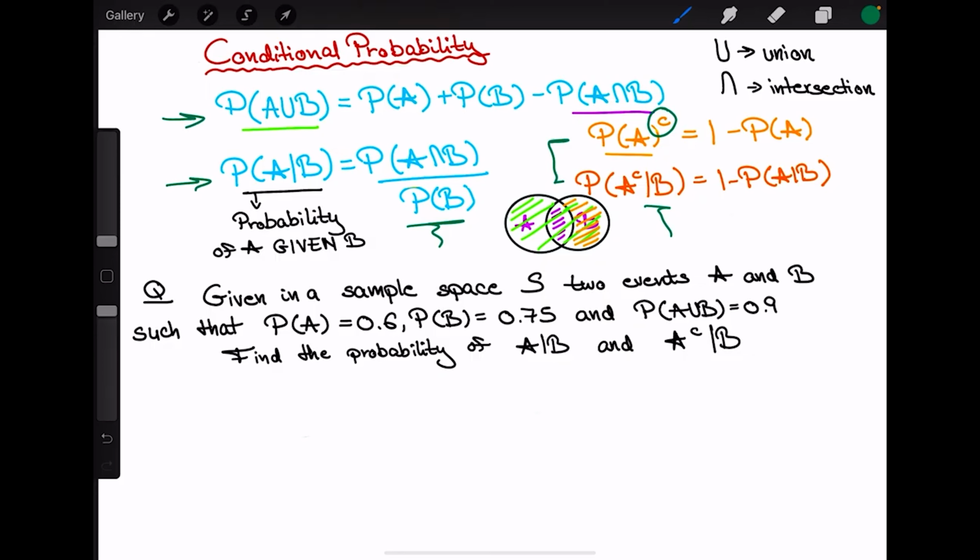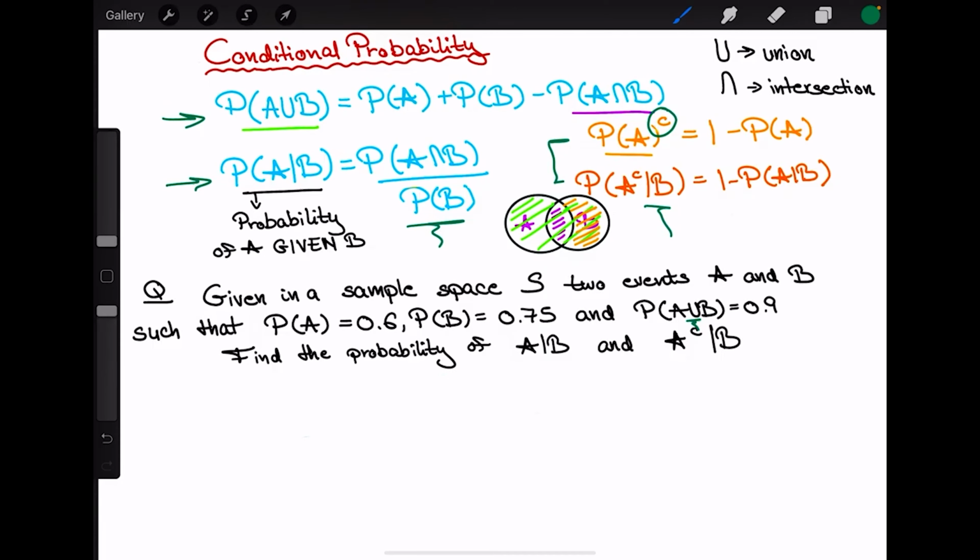It is question 1 for section 4 and probability of the course revision sheet. It will use all the formulas we just discussed. Given in a sample space are two events A and B such that the probability of A is 0.6 and probability of B is 0.75, with their union is 0.9. Watch out for if they use union or intersection. Find the probability of A given B and A not occurring given B.